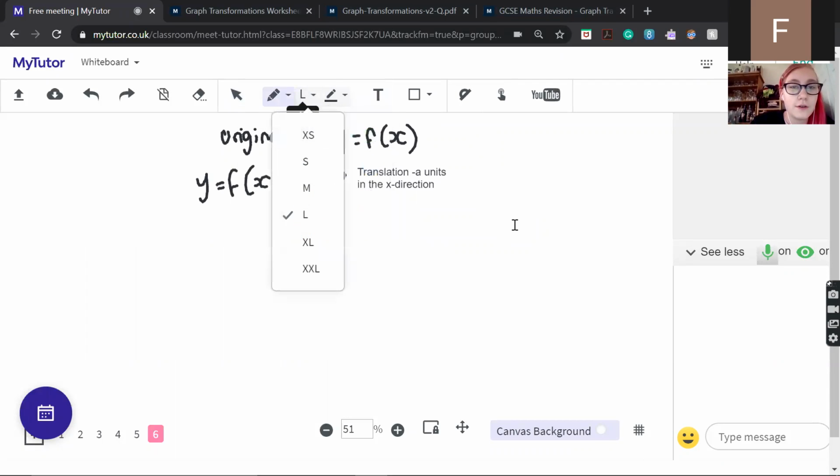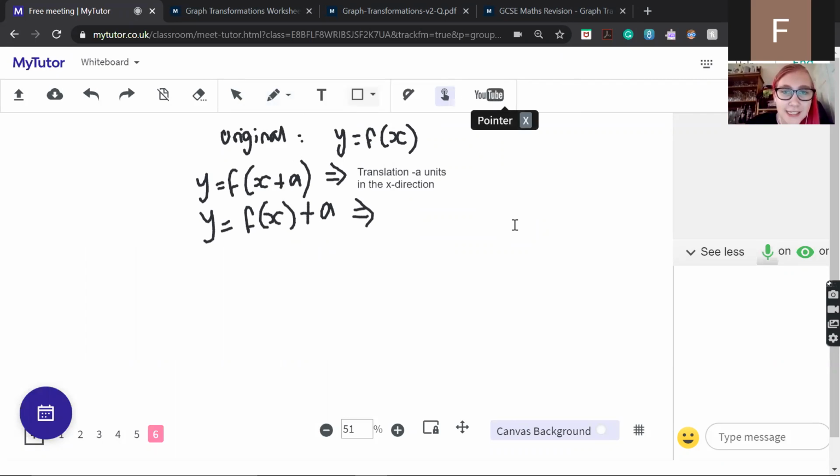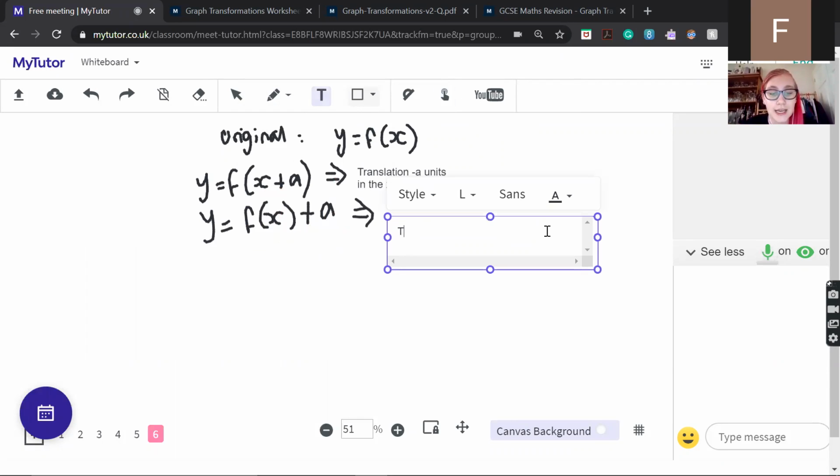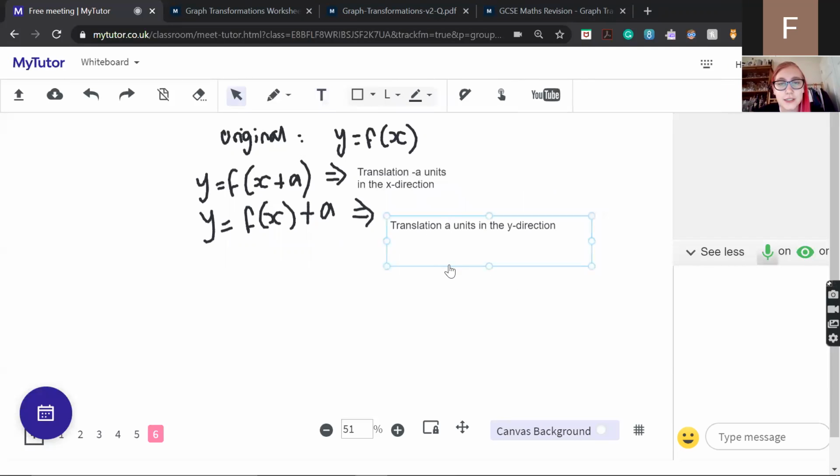Then we have y equals f of x, plus a. What this means is that we give it x, but when it spits our answer back, it gives us something different. Because this isn't inside the function, because it isn't attached to the x, this is affecting the y side. So this is a translation of a units in the y direction. These are things you just have to memorize, which is why I hated this, because it's all just different translations.